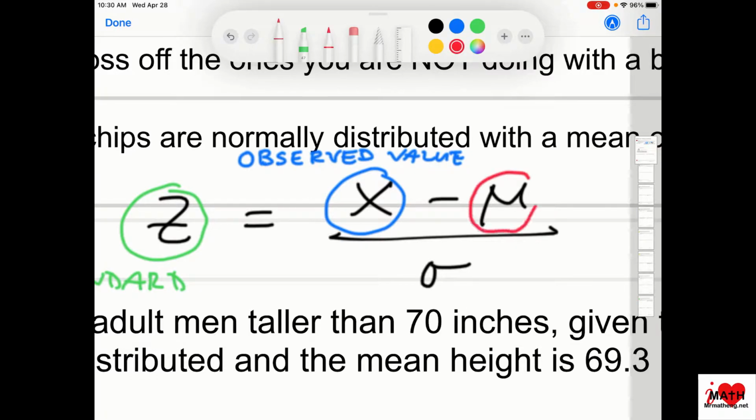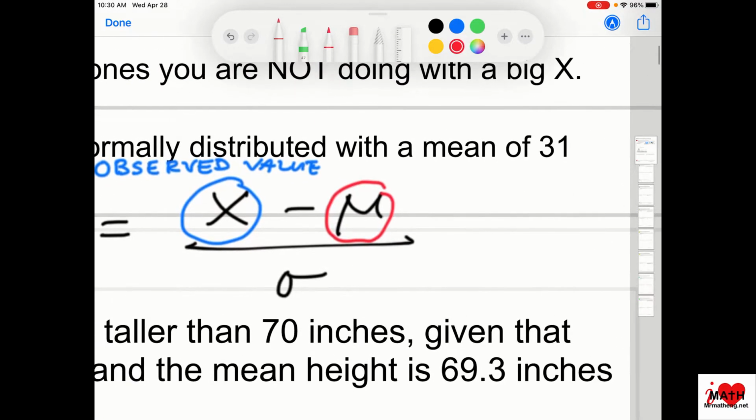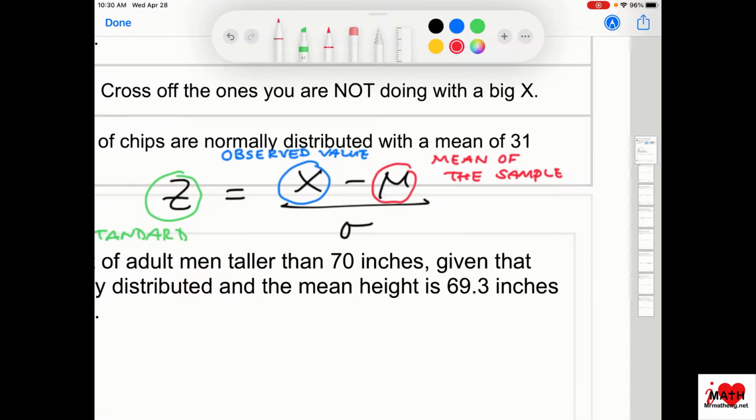This symbol here is the mean of the sample. Remember, another word for mean is just the average, right? And then the last one, this one down here, is the standard deviation of the sample. Okay, so that formula, just keep writing it down every time.